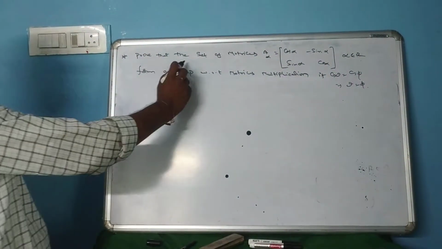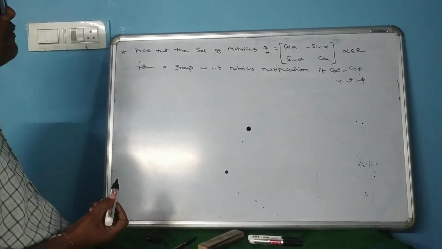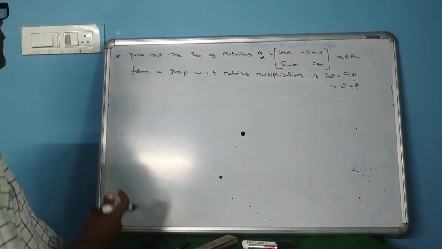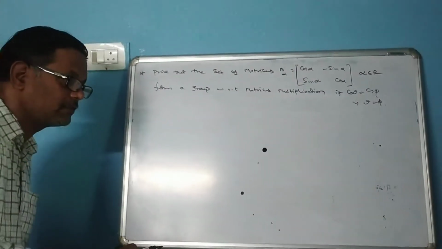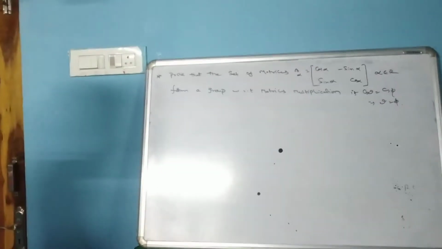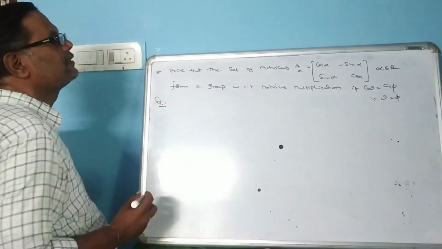Prove that the set of all matrices A alpha, [cos alpha, minus sin alpha; sin alpha, cos alpha], alpha belongs to R, forms a group with respect to matrix multiplication. Let us see the solution, friends.